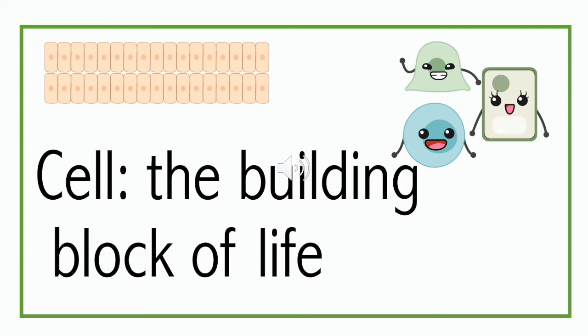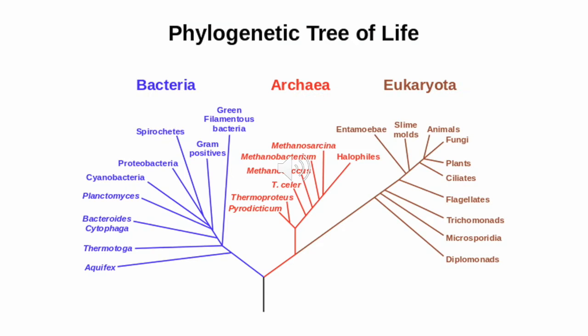Everyone, today we will be learning about cells, the building blocks of life. Cells are the very basic unit of life. They're roughly divided into two groups, eukaryotes and prokaryotes, where eukaryotes have a nuclear envelope around their DNA. Their DNA is contained in a nucleus. However, in prokaryotes, there is no nucleus and their DNA is in the cytoplasm.